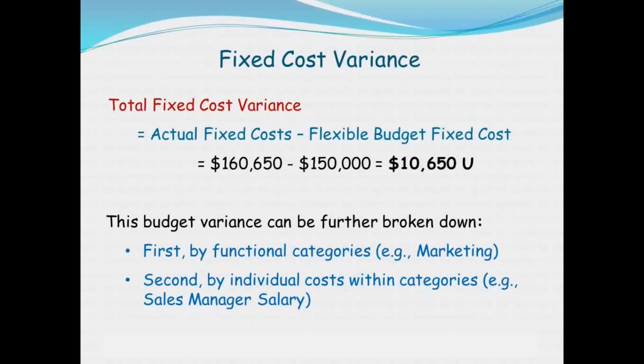Our actual is 10,650 more. So when your costs are higher than they should be, that's unfavorable. When your sales are lower than they should be, that's unfavorable. That's the easiest way to put it. You can then break down this fixed cost, and you should, to understand what's driving that variance. So marketing costs higher, sales manager salary higher, understand those fixed costs a little bit more.